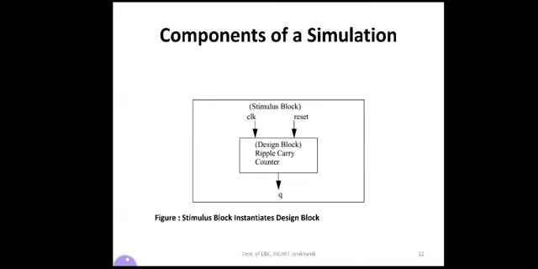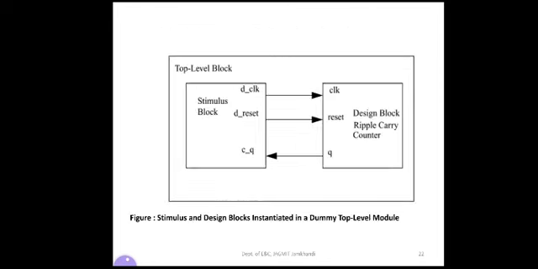It checks the output Q and displays the output signal Q by varying the values of the clock and the reset, because clock and reset are the inputs and Q is the output. So this is the stimulus block instantiating the design block. This is the first style.